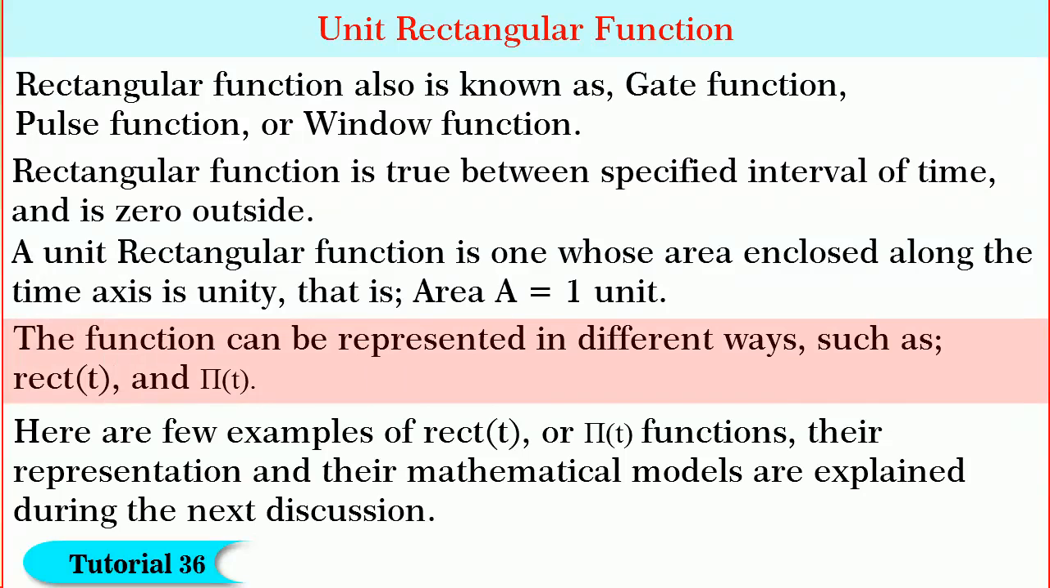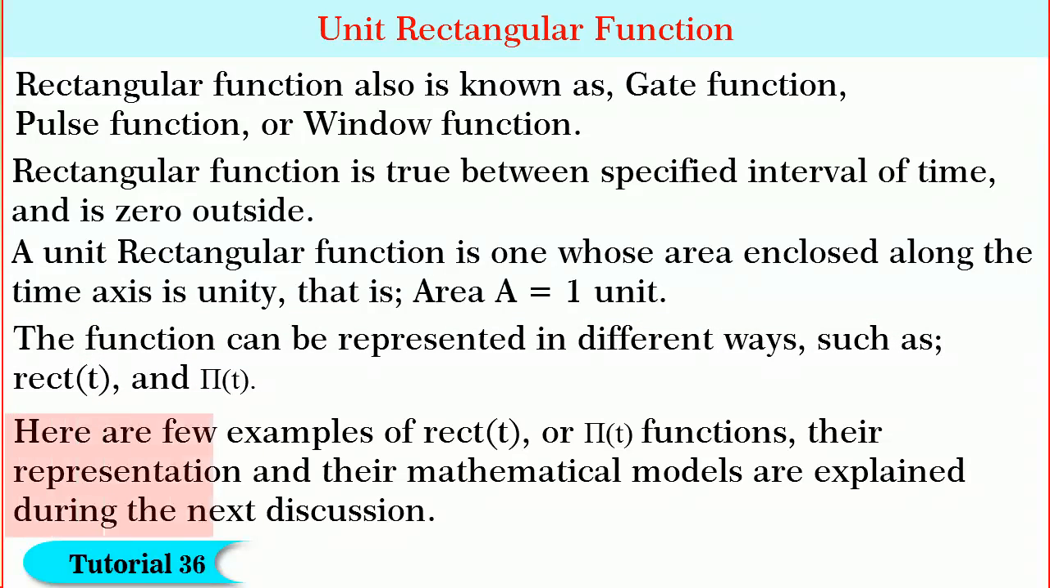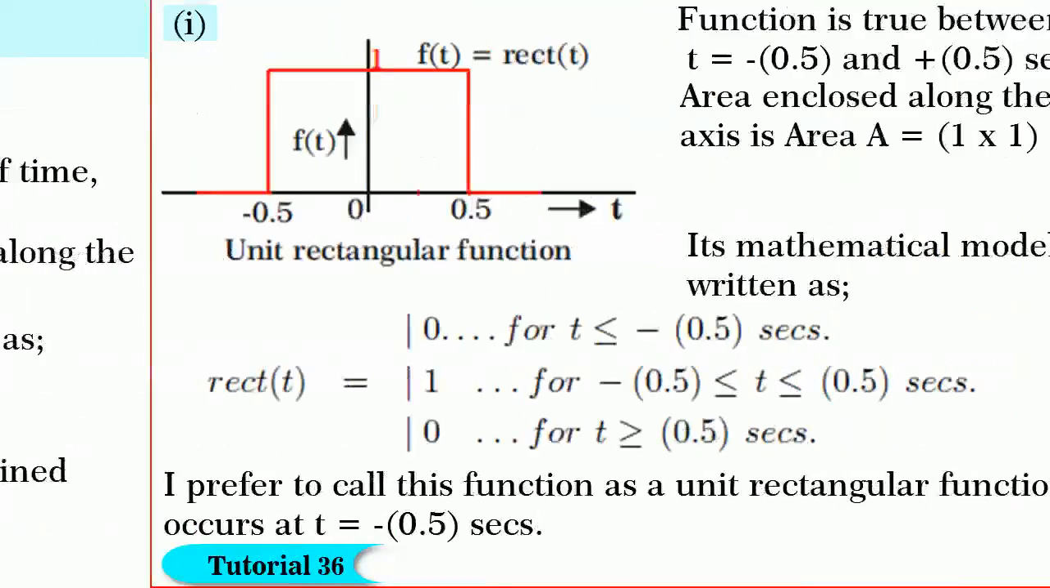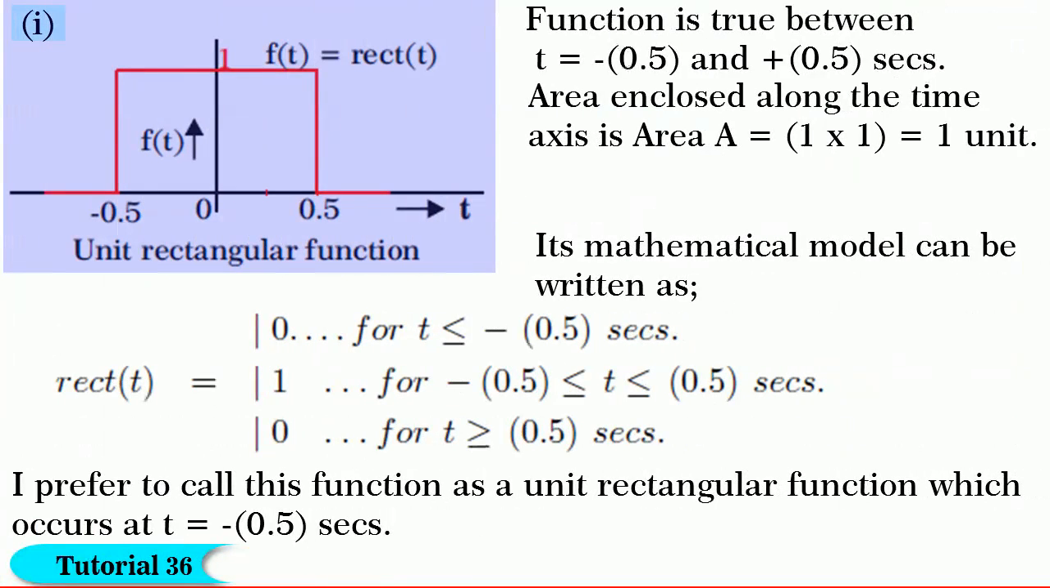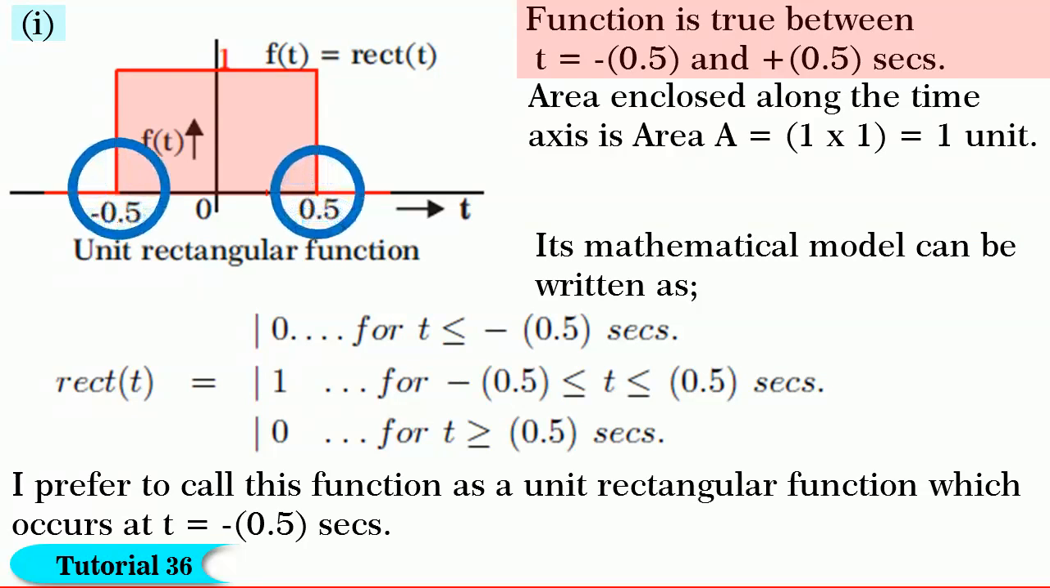Symbolically, the function is represented as rect of t or pi of t. A few examples of rectangular functions, their representation and their mathematical models are explained during the next discussion. Consider the unit rectangular function shown in the figure. You can observe that the function is true between time t equal to minus 0.5 and plus 0.5 seconds.